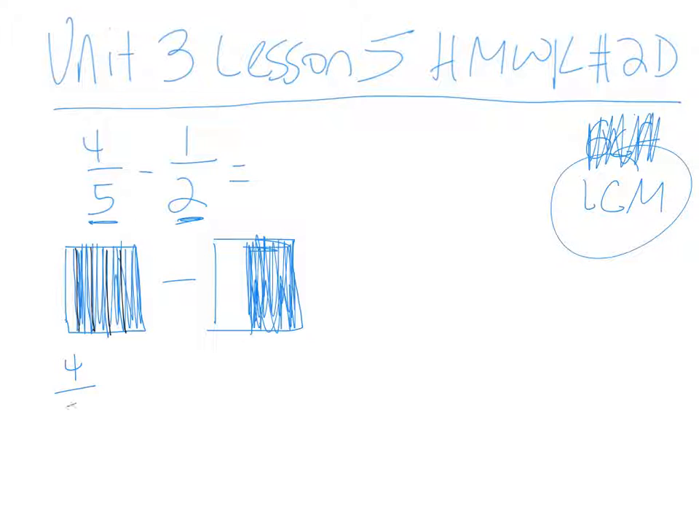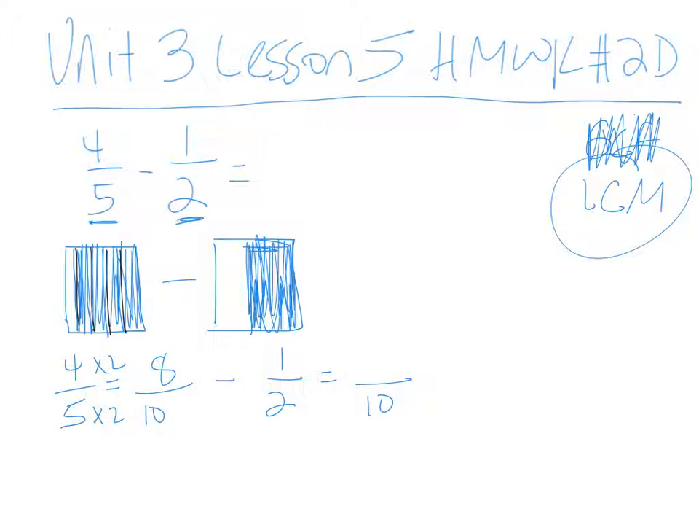So we're going to do 4/5 and make an equivalent fraction of tenths minus 1/2. We're going to make an equivalent fraction with tenths. Now we do the top-bottom rule. How do you get from 5 to 10? Well, that's times 2. Whatever you do to the bottom, you do to the top. 4 times 2 is 8.